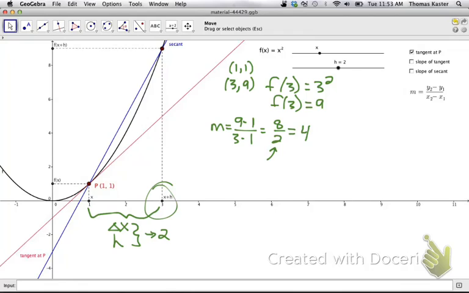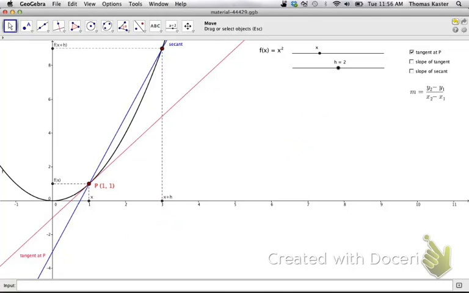Now what we need to do is find a way to get that secant line so close to the point (1, 1) where it will be practically 0 but not 0. Because what happens if it is 0? Well, let's get rid of this and take a look to see what happens.